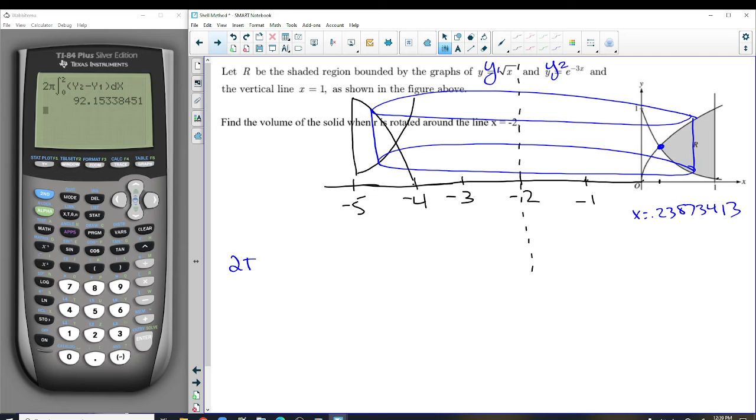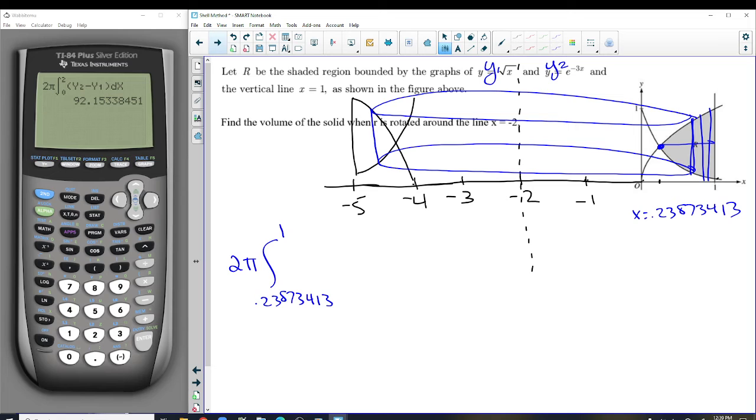Well, now we have the integral, 2 pi, we're integrating from 0.2387341 to 1. So that's from here to here. This is where the edges of all the shells are going to be.